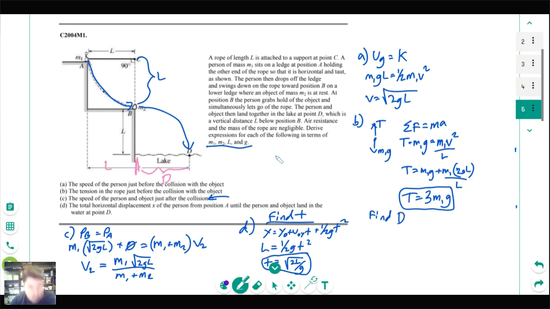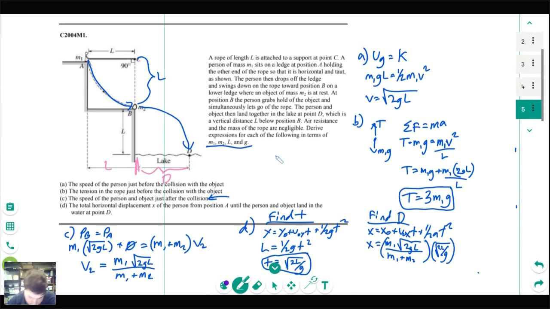Now let's find, what do they call it? Capital D, the distance we went from the edge of the cliff until point D. Well, that's just using x equals x naught plus v naught x t plus 1/2 a t squared. All right, so x is what I'm looking for. We're not starting anywhere special. We do have a velocity, right? We have a velocity of this mess of a thing, M1 square root of 2GL over M1 plus M2. That's my velocity. My time is the square root of 2L over G.